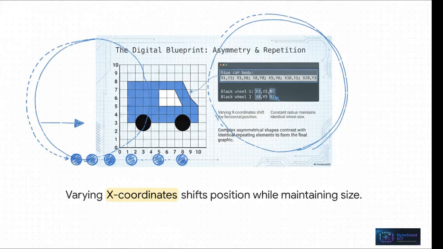The algorithm might place the first wheel at x3, y3 with a radius of 1. To make the second wheel, we just put it at x8, y3, also with a radius of 1. By just shifting that horizontal x-coordinate, we slide the position of the wheel across the grid, but because we locked in that radius at a constant 1, we guarantee the wheels are the exact same size. It's repeating geometry, controlled by changing just a single number in the code.